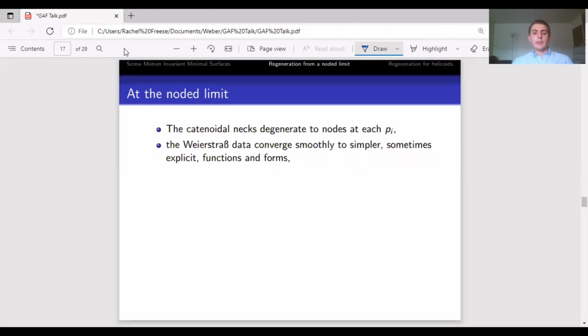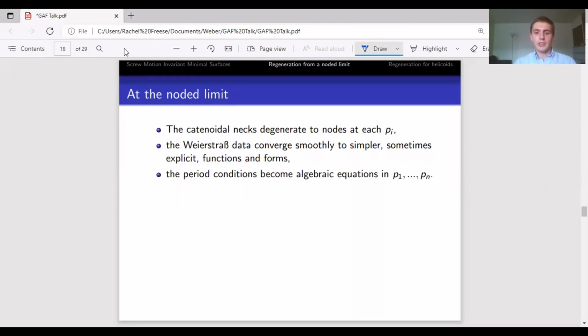And so what happens is the Weierstrass data will converge to much simpler functions and forms, something that we can actually really work with. Sometimes it's actually explicit. But the big important thing is that they converge smoothly. Okay, so that's huge. Again, a lot of math goes into showing that that's the case, but it is. Right, and so then the period conditions simplify a lot, and we actually just end up with algebraic equations in the parameters, right?